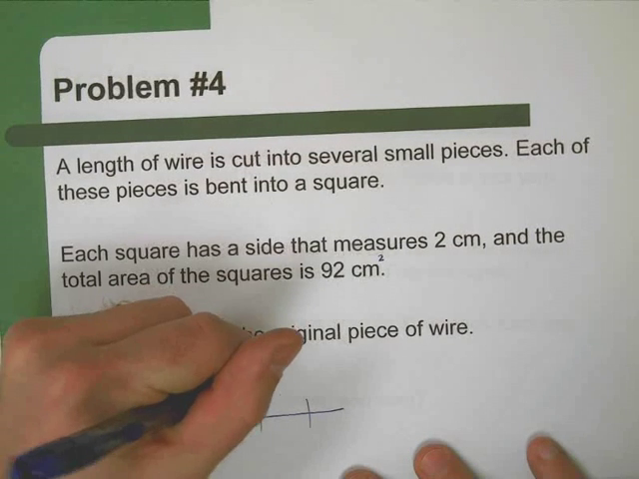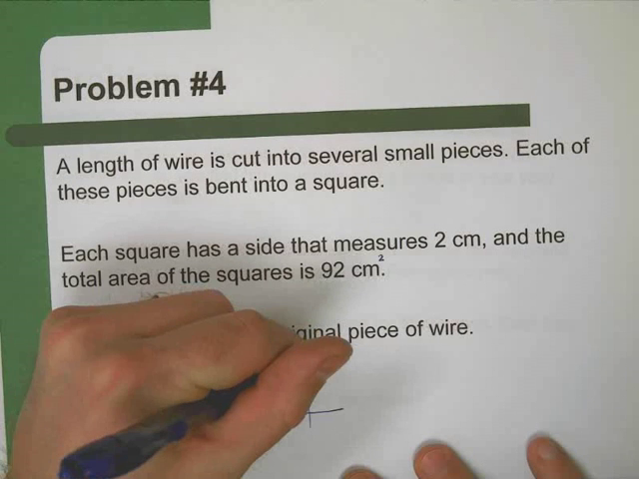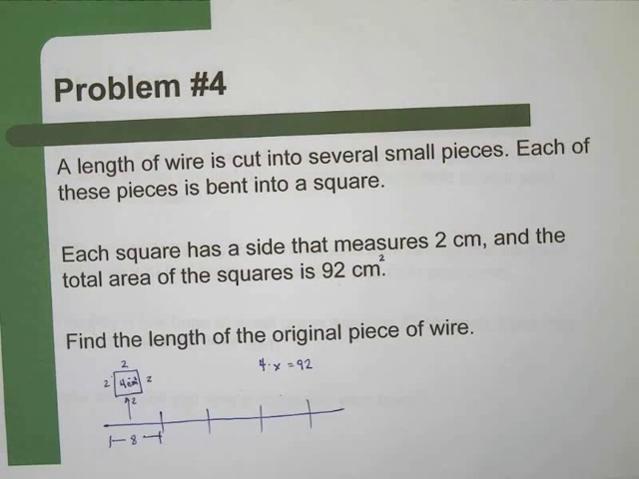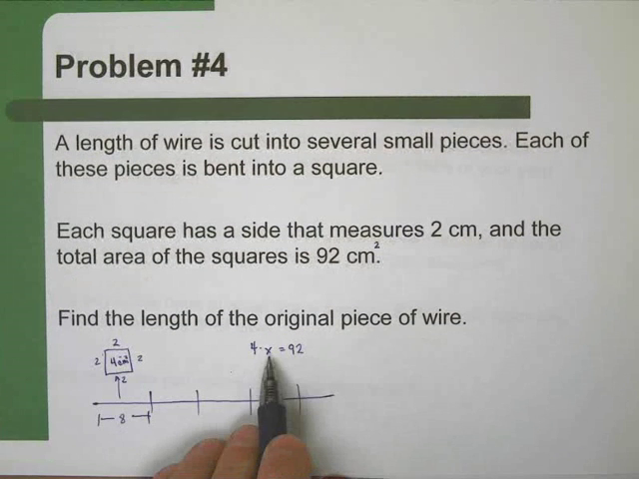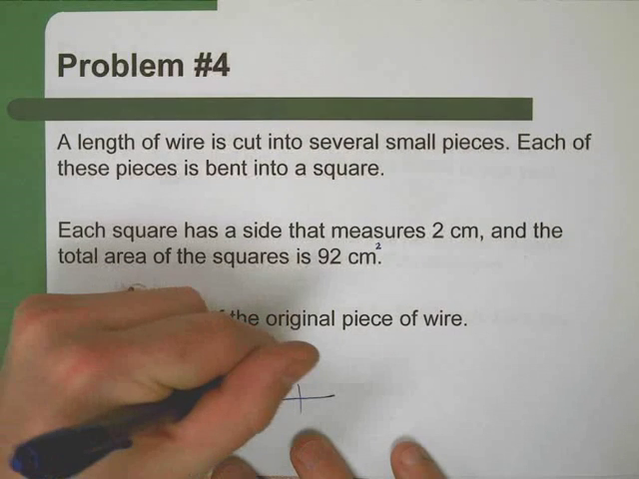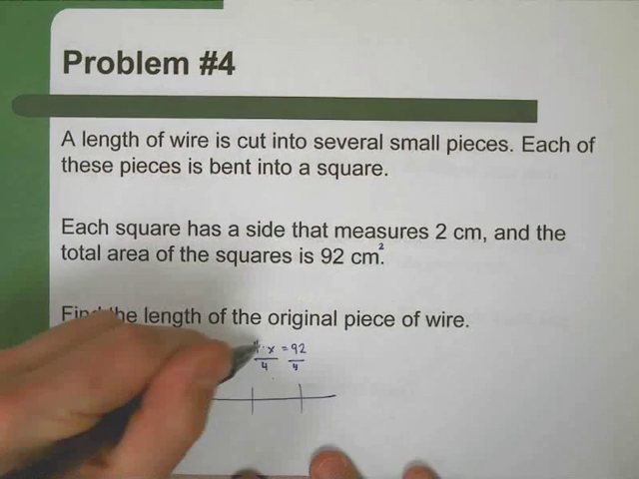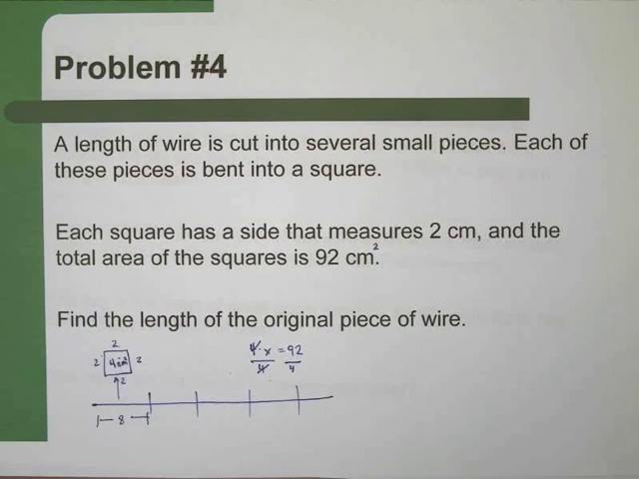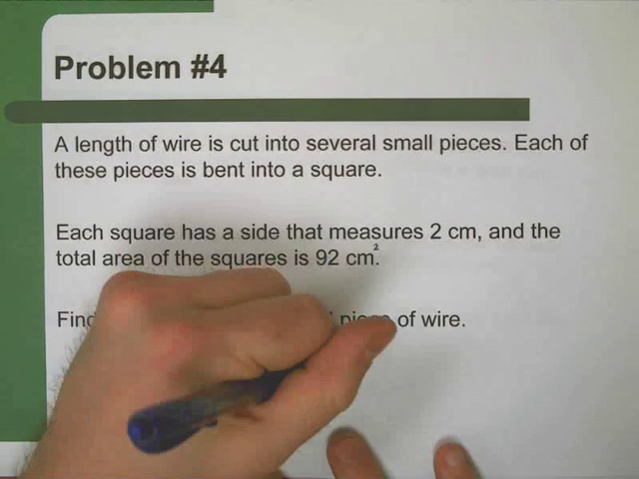If I took 4 times x, where x represents the number of squares, maybe I could use n instead, it doesn't really matter. 4 times some number of squares should be equal to 92. So I take 92 and divide both sides of this equation by 4, so the 4's go away. I must have had 18 squares.